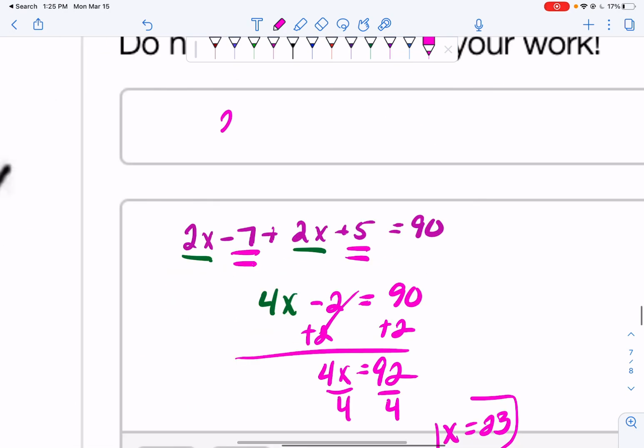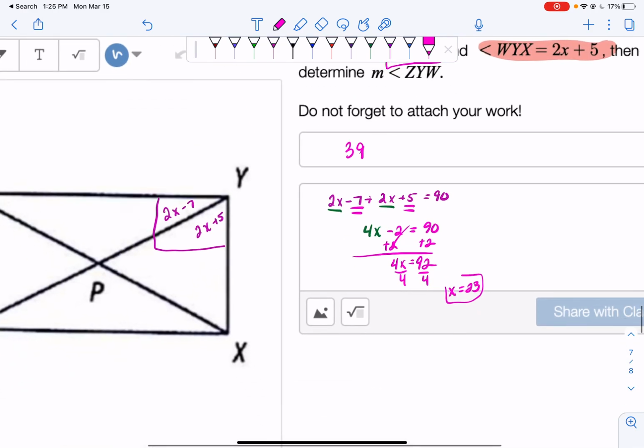So you're just going to put a 39 right here. And as always, don't forget, attach a picture of your work.